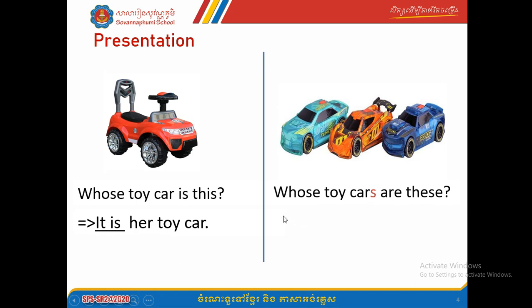If you want to answer, what do you say? It is or they are? You're gonna say they are. As the teacher said, when the noun here is more than one, we say they are. Two up is used with they are. So they are his toy cars. Toy cars, don't forget s.